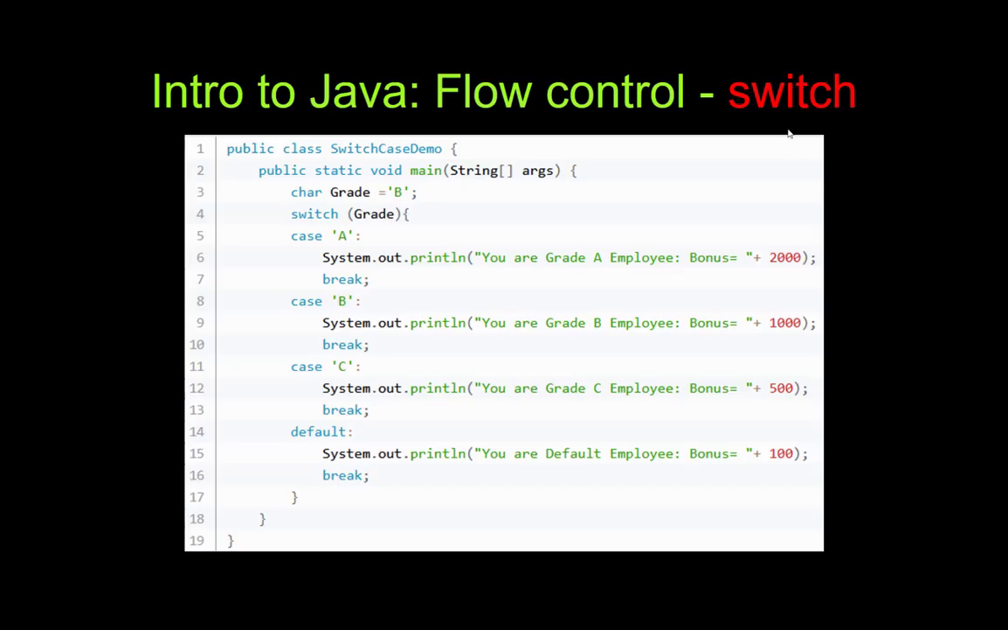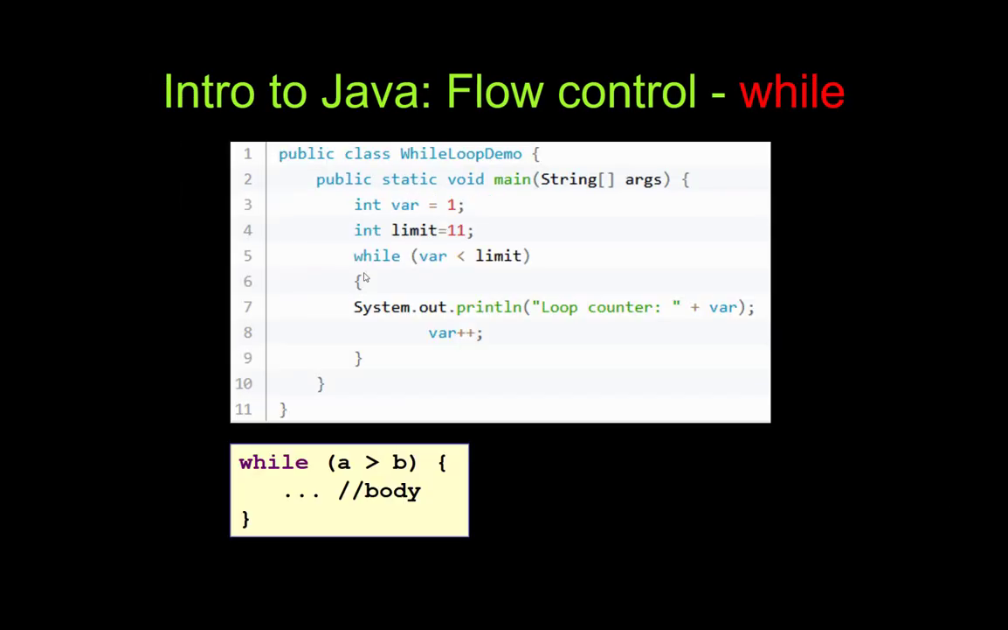Here's a neat way to use switch in place of if-else if statements. Switch with the character. If the character is a, you print out this and you break, get out of the switch statement. Else, if the character is b, you print this and you break, get out of the switch statement, and so on. For this example, the grade is indeed a b, so this is not true and this is true. So this is printed out, you are grade B employee and the bonus is equal to 1000. And then you break, get out of the switch.